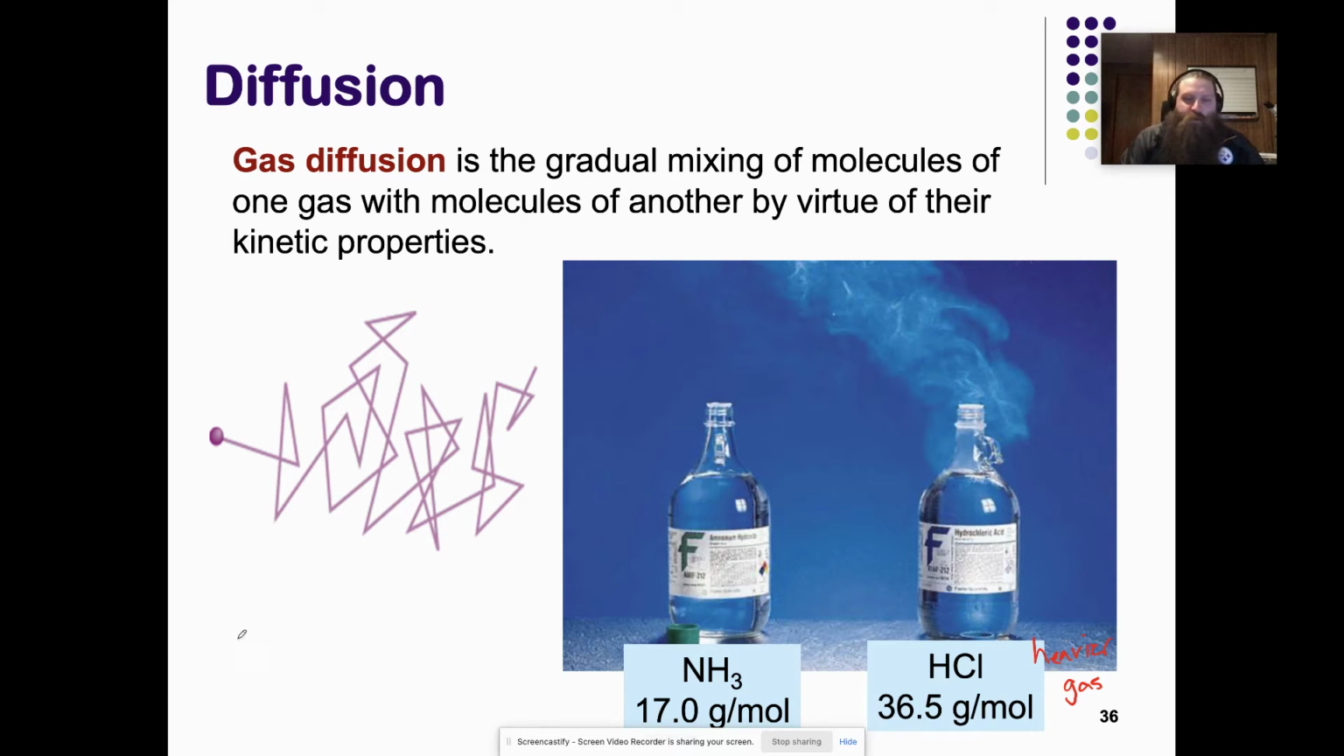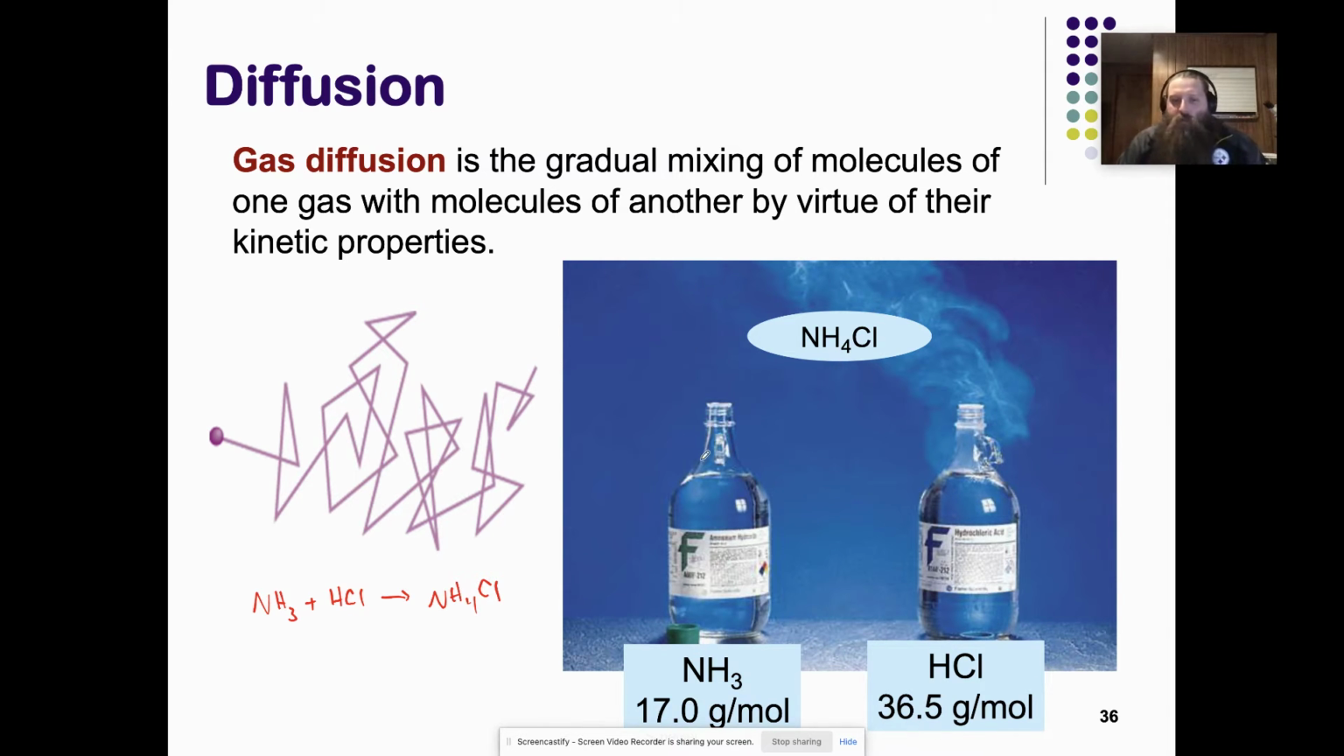Now, what you're seeing above the HCl that looks kind of like smoke is not actually smoke. It's NH4Cl, ammonium chloride. And so this is a reaction that is occurring. Let's do it the right way: NH3 plus HCl forms NH4Cl. So what can we glean from this that's related to diffusion?